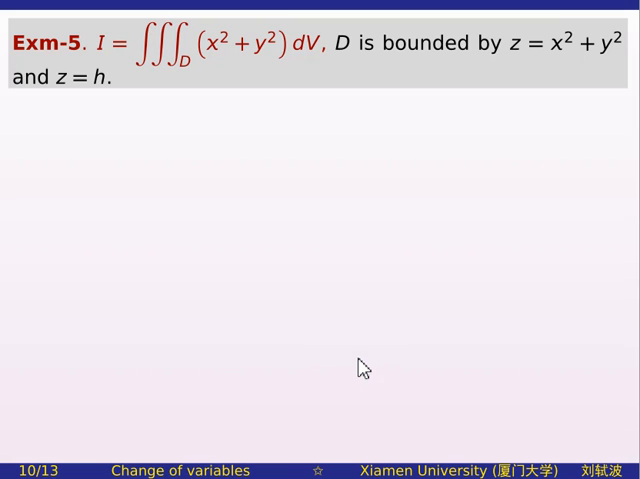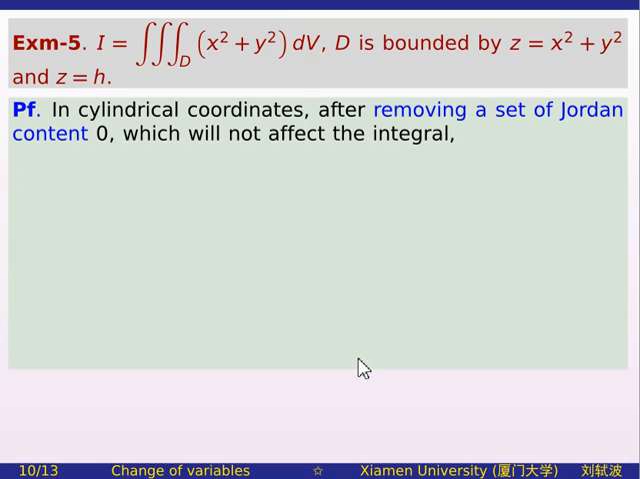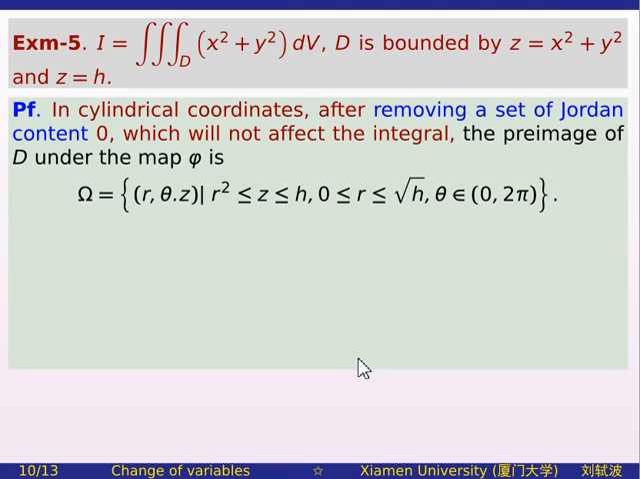Now, our domain denoted by D. So we use the cylindrical coordinates. The pre-image of our D under our cylindrical coordinate is given by the r theta z space omega here. Here z is from r squared to h. R is from 0 to square root of h, and theta is 0 to 2 pi.